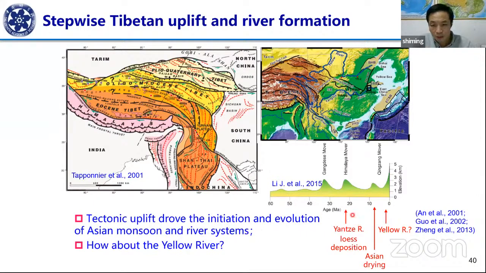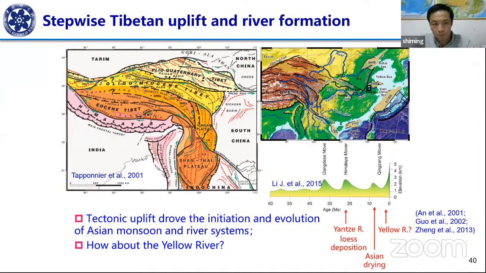For example, the beginning of the eolian deposition and the Yangtze River, and also the Asian drying, occurred around 22 or 23 million years ago, and also since around 8 million years ago. And then how about the Yellow River? The Yellow River is much younger. However, how is it linked to tectonic evolution? Is it an exception to tectonic driving? So this is a problem.